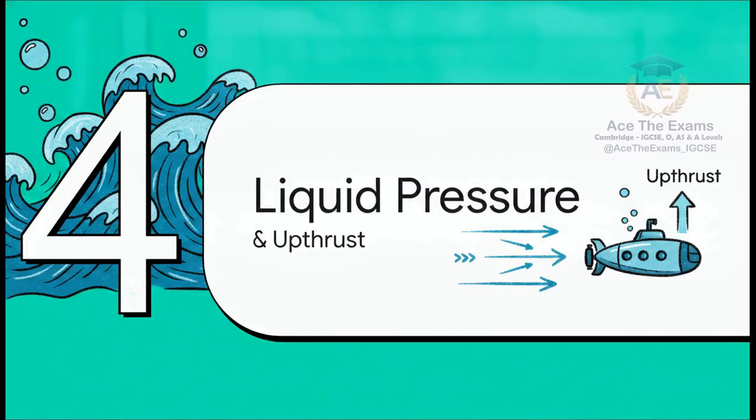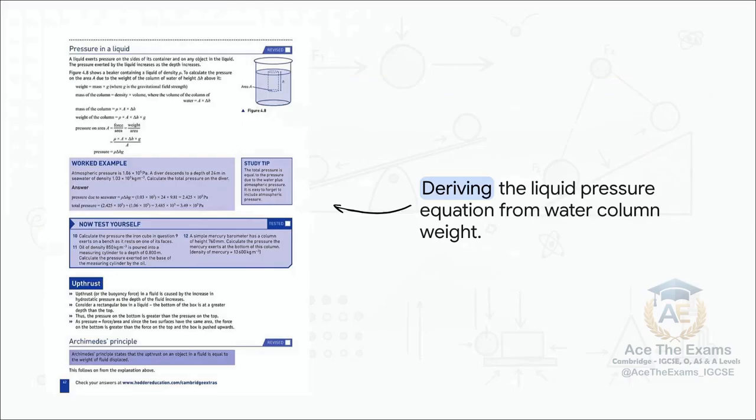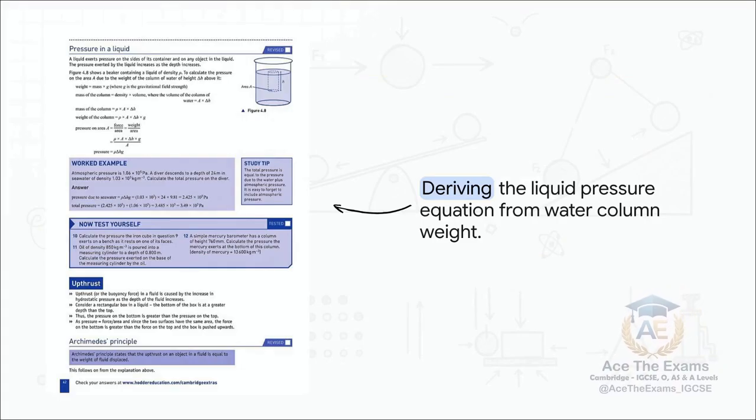Finally, let's plunge into Section 4, Liquid Pressure and Upthrust. We're going underwater to master the mechanics of fluid dynamics and buoyancy. In A-level physics, you can't just memorize the final formula like Alex does. You are often required to derive it from scratch. By looking at the physical weight of this exact column of water, we can systematically derive the critical equation that pressure equals density times gravity times height.